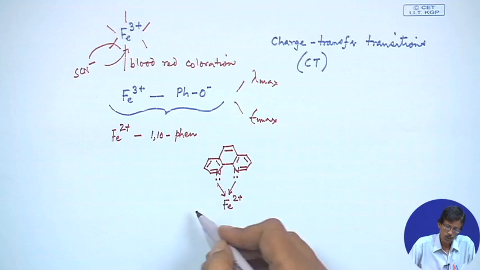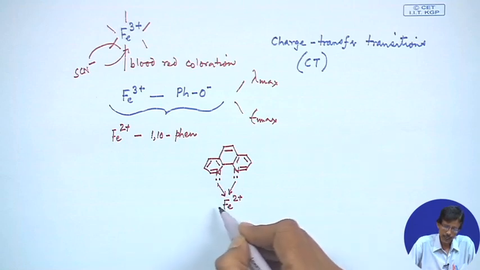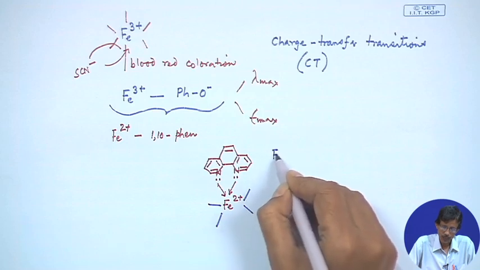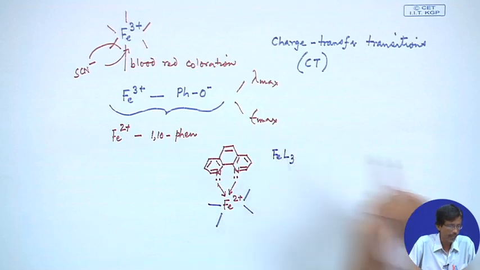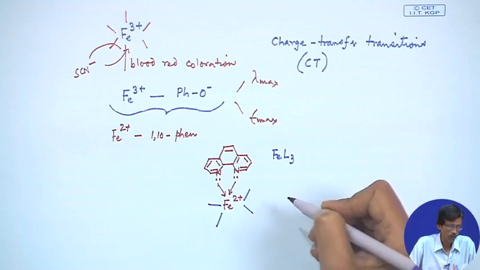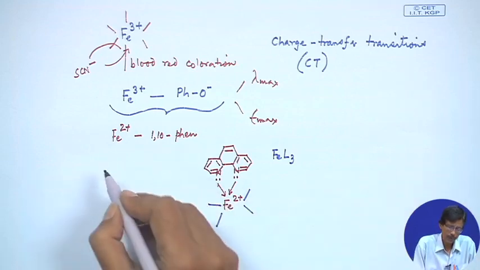One of the bindings of this orthophenanthroline to the Fe2+ center is like this. Similarly, two other phenanthroline units can be attached over here and here, giving rise to the corresponding compound which is FeL3. So, this can also be detected due to the formation of the corresponding color.